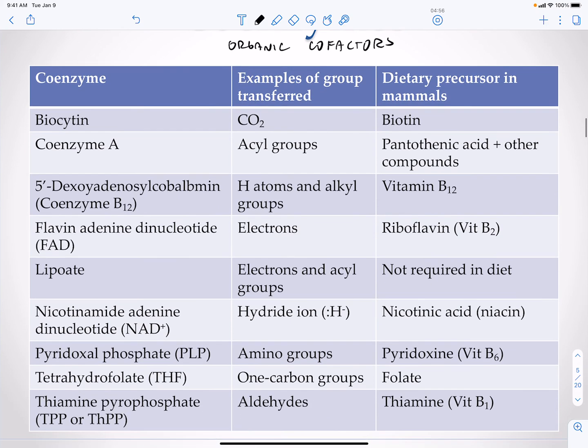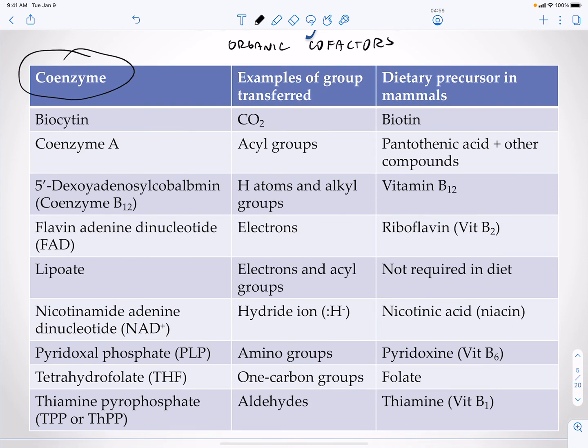Now, coenzymes are part of cofactors, but they are going to be organic cofactors. And in this case, we have our coenzymes, and most of them are going to come from our vitamins. So we have biocytin, which comes from biotin. We have, of course, coenzyme A, which comes from pantothenic acid. We have our flavin adenine dinucleotide, or FAD, that comes from our vitamin B2 or riboflavin, etc. So all of these coenzymes you're going to see pop up over and over again with different enzymes and chemical reactions.